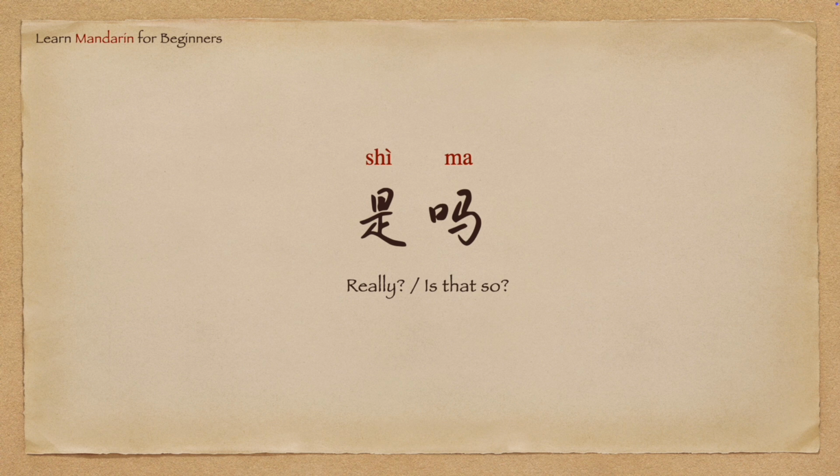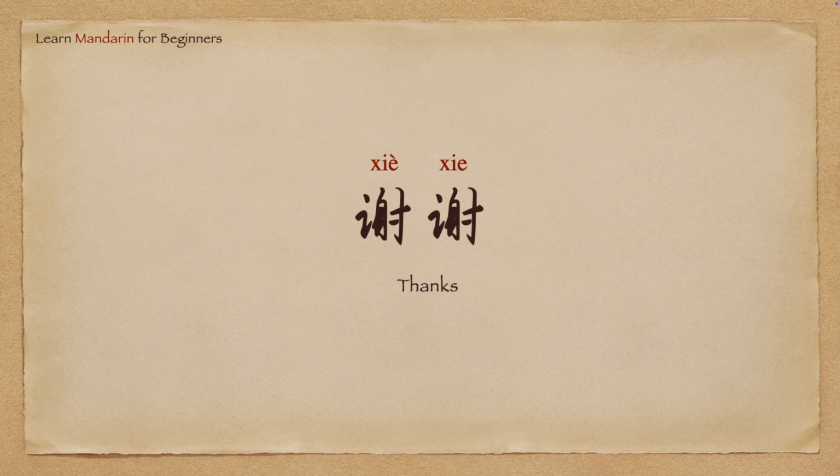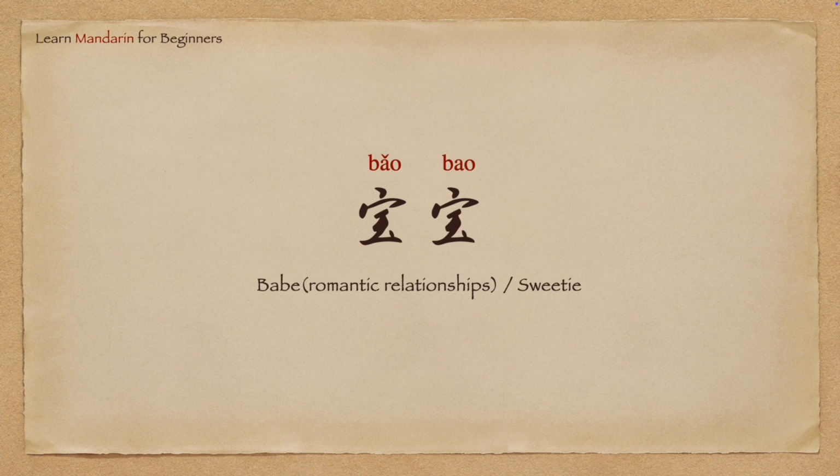是吗? You've already seen neutral tones in reduplicated words, such as 谢谢. Once again, 谢谢. Here's another example. 宝宝 means babe, which you can use in romantic relationships. It also has the meaning of sweetie. Once again, 宝宝.